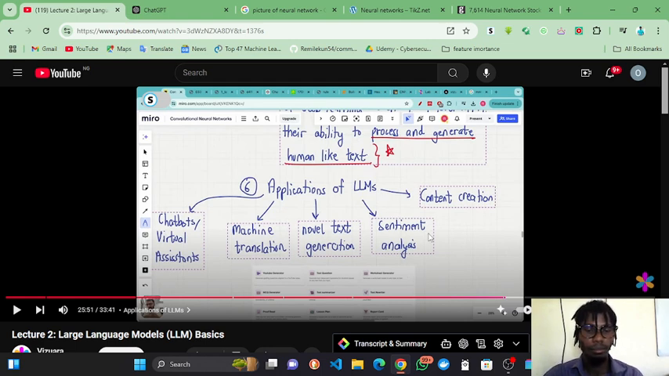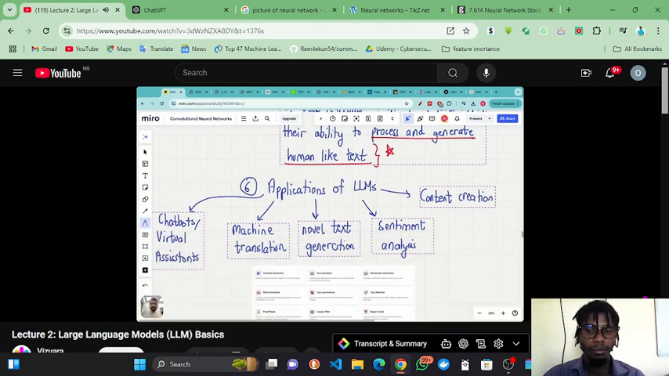So let's continue. As I speak, the applications go on increasing, but overall they can be divided into five main categories. LLMs, as number one, can be used to create new content, of course.